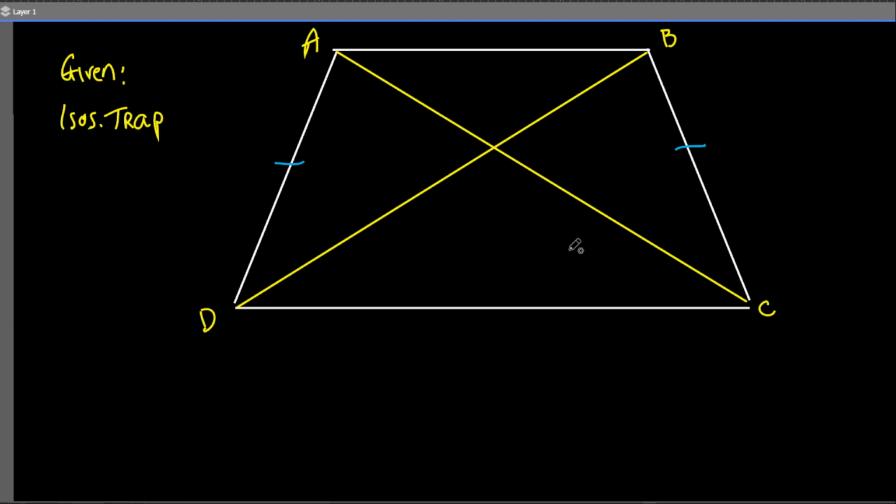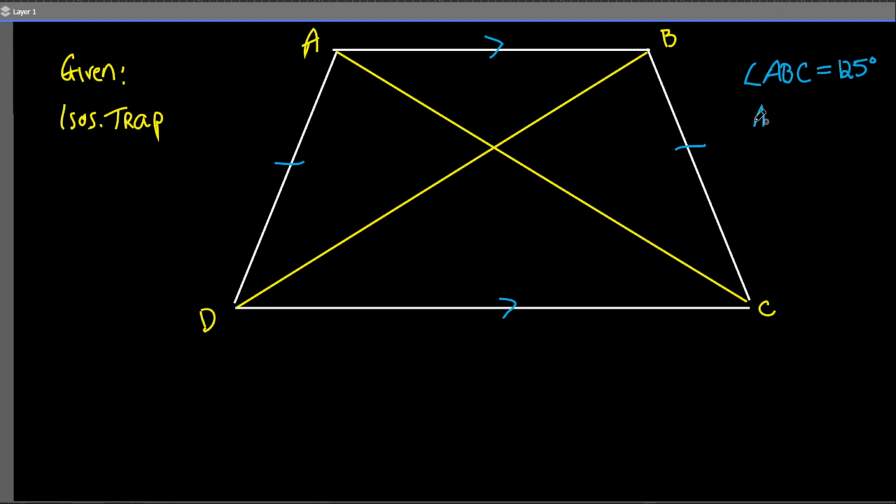So let's give some information that they give. Couldn't you say that AB and DC are parallel to each other? Sure. Couldn't you say the same thing for AD and BC? No, AD and BC are not. If AD and BC were parallel and AB and DC were parallel, then it would be a parallelogram. You can only have one pair of parallel sides if it's a trapezoid, okay?